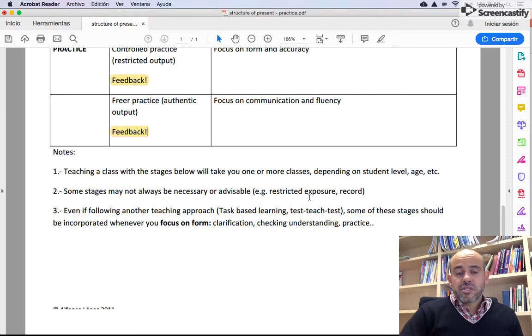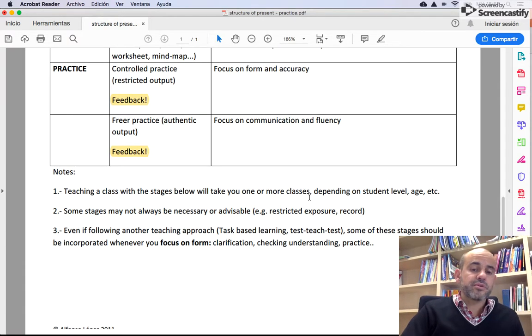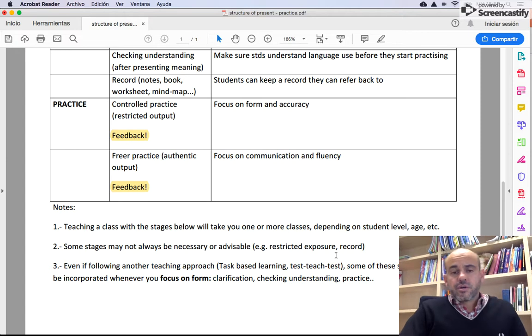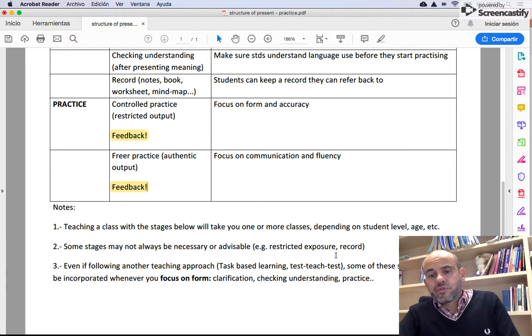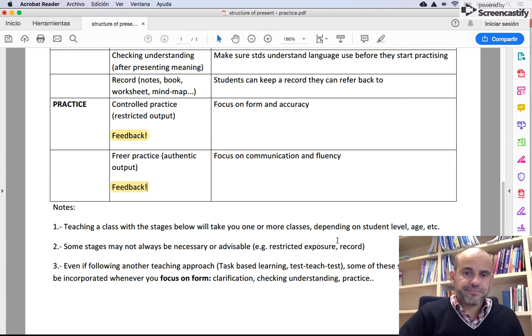And finally, even if you depart from the traditional PPP or present practice approach, you could still incorporate some of the stages of this approach in whichever strategy or methodology you choose to implement. For instance, checking understanding is always going to be an interesting stage whenever we introduce new language, as is moving from controlled to freer practice, etc.